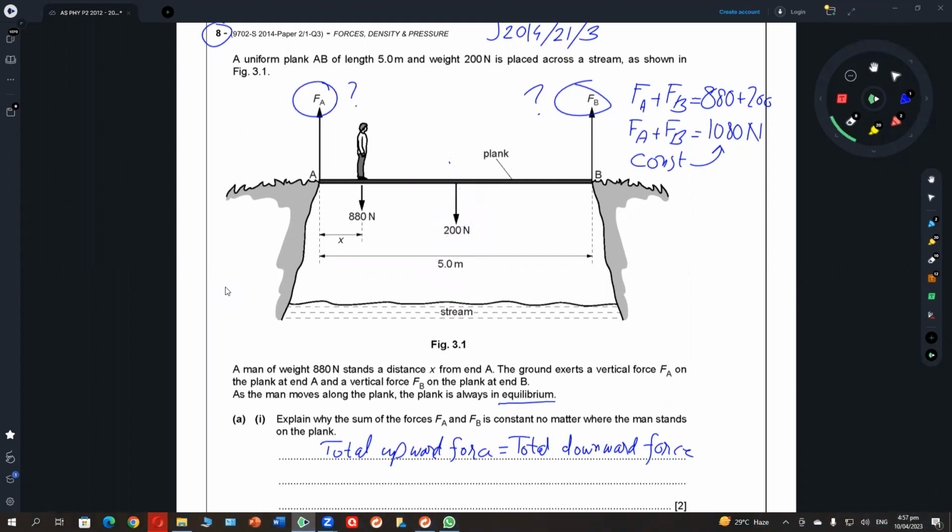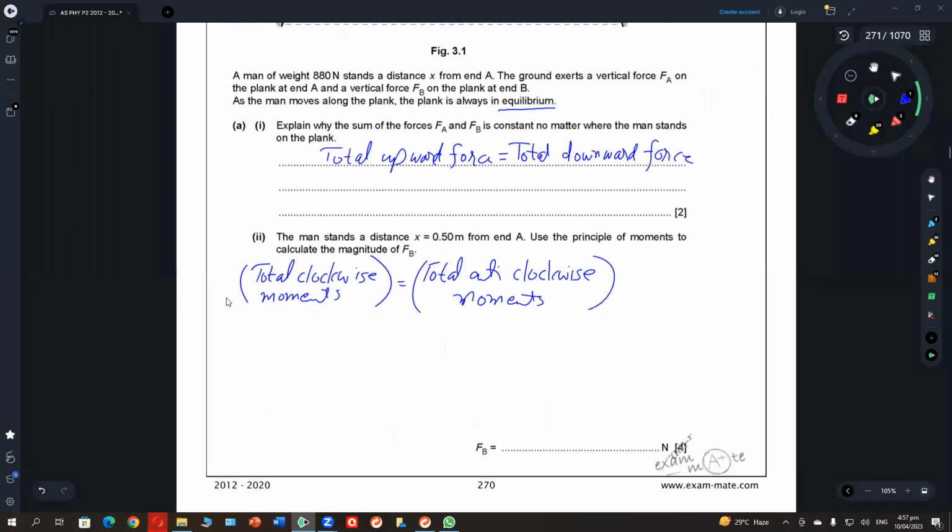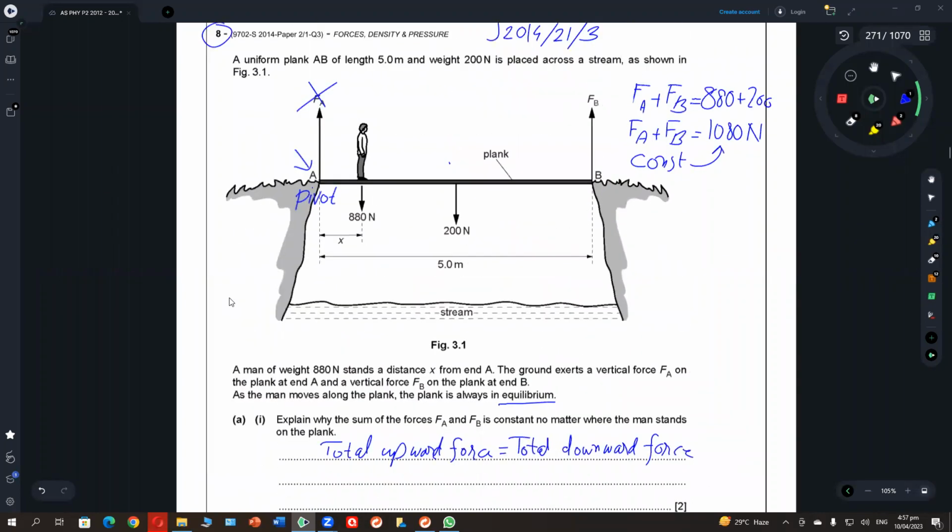Now, I know there are two unknowns and I can take the pivot anywhere. So I suppose a pivot at which position? A. What's the benefit of taking the pivot at A? When I take the pivot at A, FA will be cancelled. Physics says that a force cannot create a moment if it is acting at the pivot. So the 200 Newton of the center of gravity will be taken in this part.